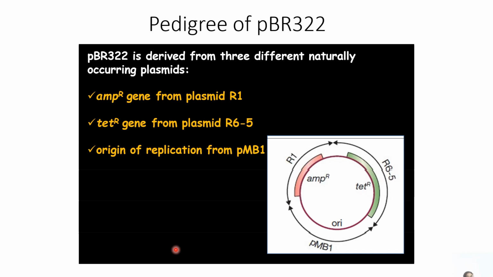So this pBR320 is derived from three different naturally occurring plasmids: the AMP-R or ampicillin resistance gene from plasmid R1, the TET-R or tetracycline resistance gene from plasmid R65, and the origin of replication from pMB1.